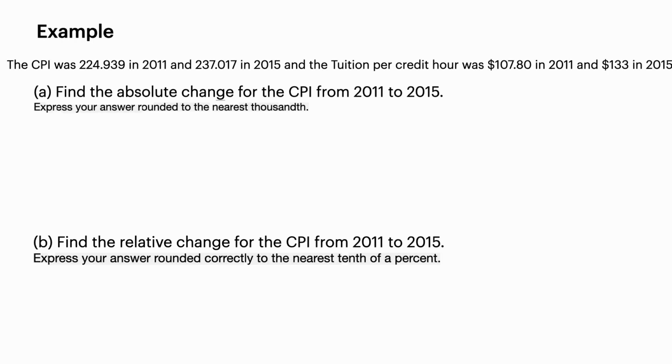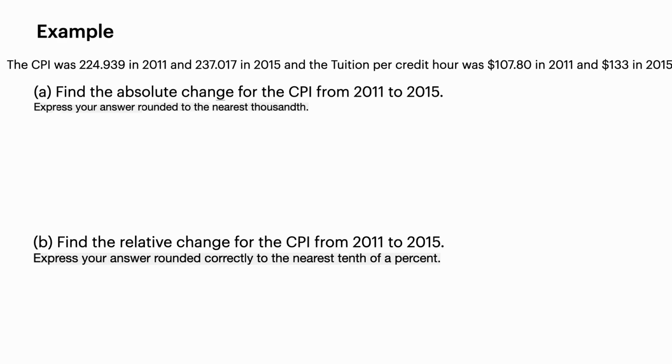All right, in this example, we're going to look at CPI. If the CPI was 224.939 in 2011 and 237.017 in 2015, and the tuition per credit hour was $107.80 in 2011 and $133 in 2015. Find the absolute change for CPI. Find the relative change for CPI. So go ahead and pause this video and see if you can't find it yourself.